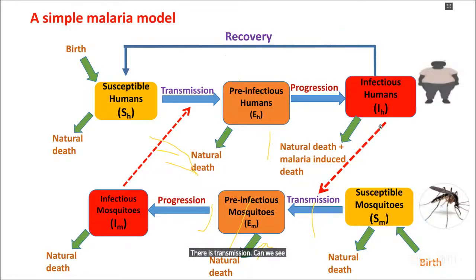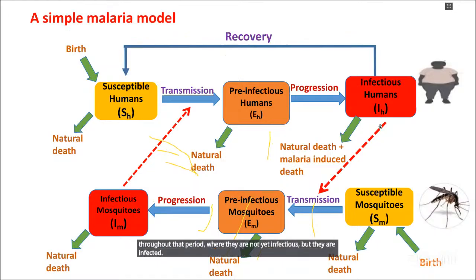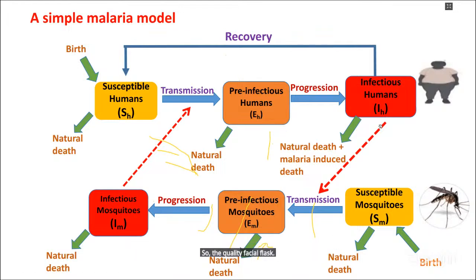Can we see the red arrow? There is transmission, and then susceptible humans transit, they become infected. This is a pre-infectious class, or the latent stage, the latent period, where they are not yet infectious, but they are infected. So we call it the pre-infectious class. And then after a few days, they progress to the infectious class, and then they can recover. They recover to become susceptible again.